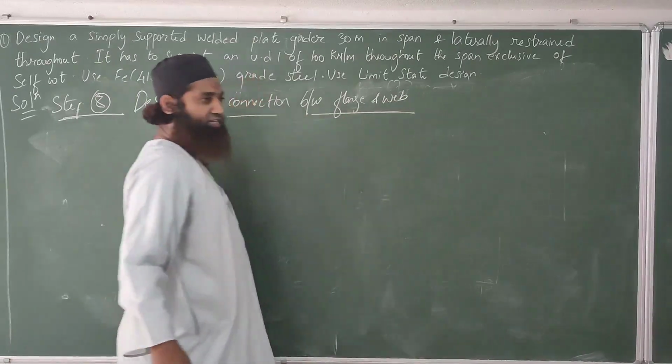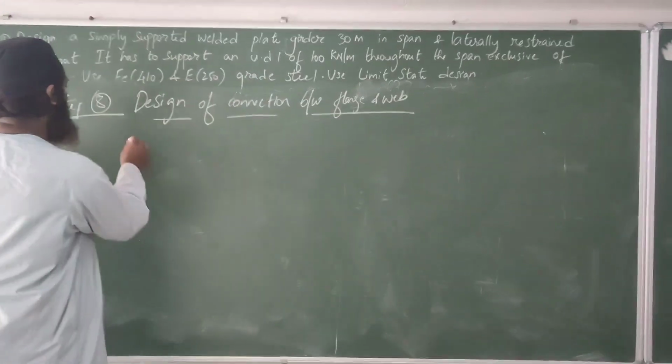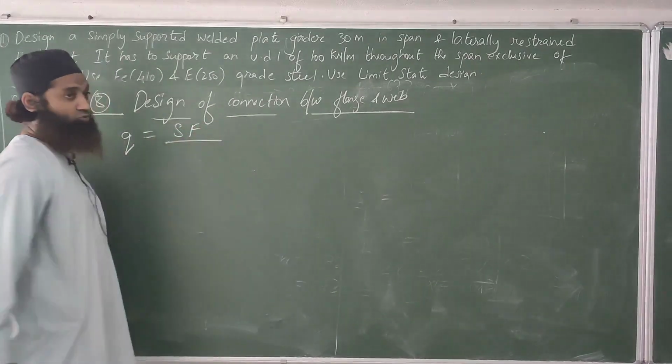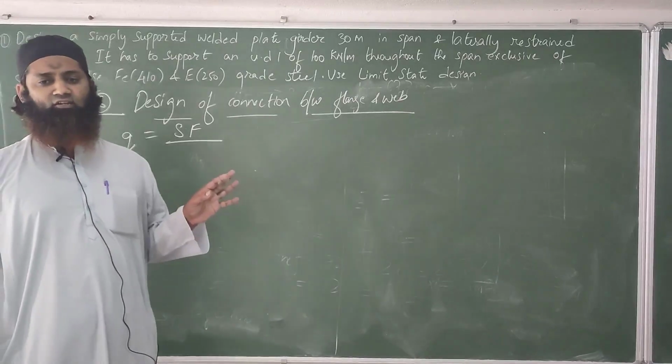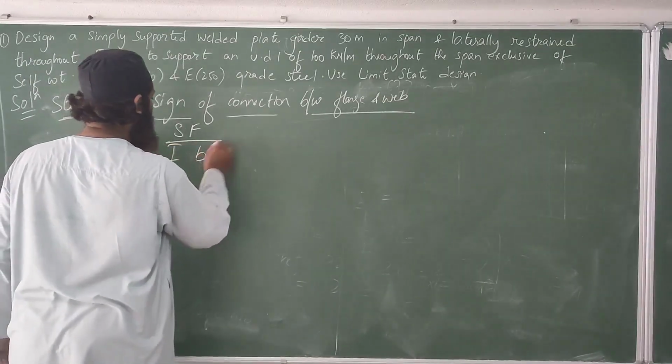Now the design of connection between flange and web is given by a formula. You have to remember this. Q is equal to shear force. You just remember this formula. It is very easy, not that tough. Shear force by I into B.